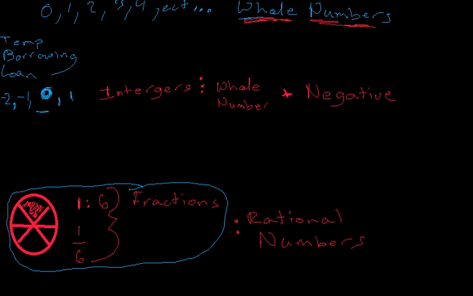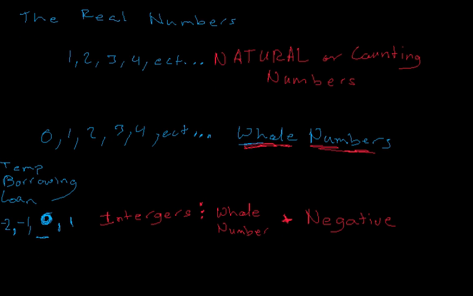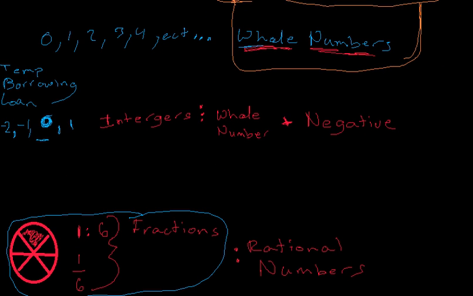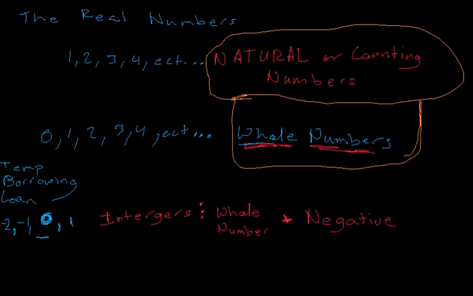So let's review for a second. I'm going to change pen colors again. When we deal with our first set, those were the natural numbers, or the counting numbers. And then we moved on to whole numbers. Our natural numbers were 1, 2, 3, 4, and then we added a 0, and we created our whole numbers. These are our whole numbers.